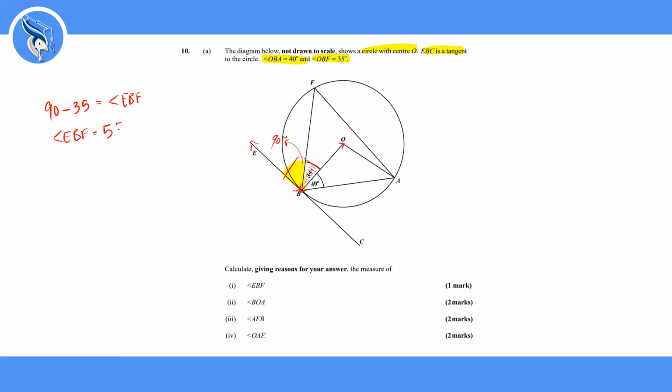Nice, 55 degrees. So we can put that in just for records. All right, so 55 degrees. Next one is BOA. Now BOA, how will we find this one? There are many ways in which you can find it. I'm going with the easiest.